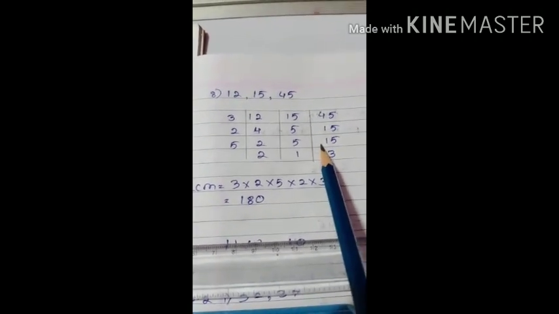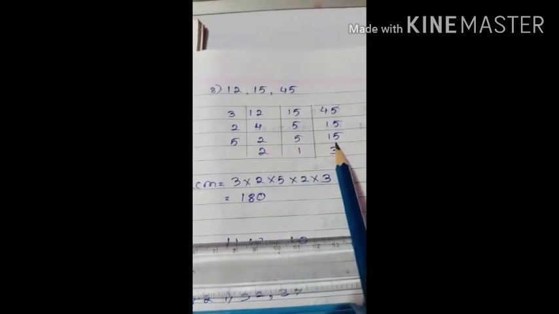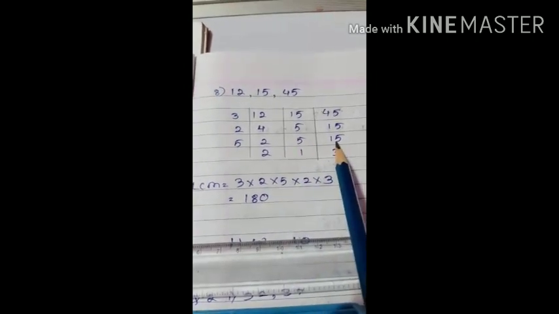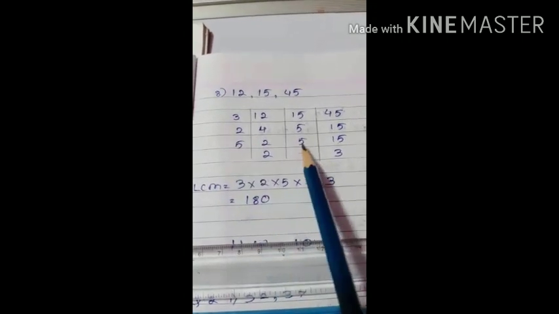15 also is not divisible by 2. So I wrote it as it is. So which new numbers did I get now? 2, 5, 15. Now 2 is a prime number. So it will remain as it is down. Now 5 and 15 both are divisible by 5. So I have to write here 5. 5 1s are 5, 5 3s are 15.